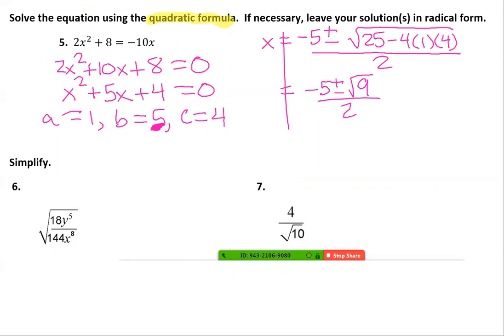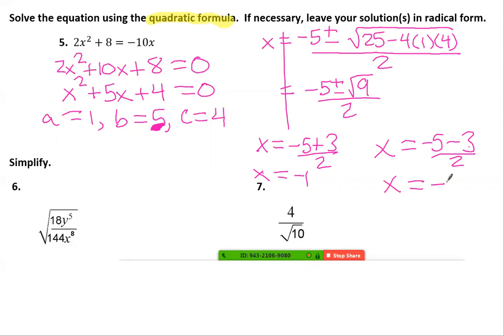Okay, so now I have two equations. x equals negative 5 plus 3 over 2, and x equals negative 5 minus 3 over 2. Negative 5 plus 3 is negative 2. Negative 2 divided by 2 is negative 1. So x equals negative 1. And negative 5 minus 3 is negative 8, and negative 8 divided by 2 is negative 4. And so the solutions are negative 4 and negative 1.